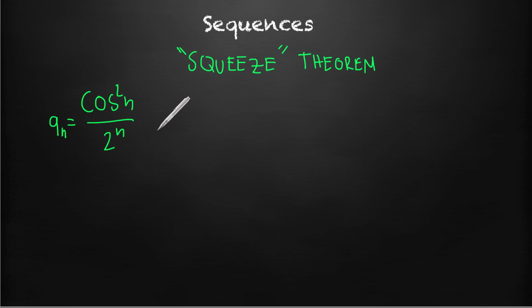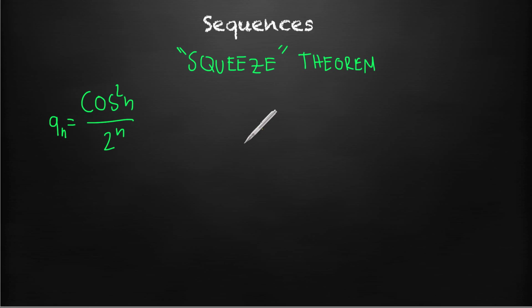All right, in the last example, we're going to talk about the squeeze theorem. And the squeeze theorem basically says that if you have a sequence that is sandwiched, and sometimes it's called the sandwich theorem, it is sandwiched between two other sequences, and you know what those two sequences do, then by default, this sequence will converge to the values that it's sandwiched between.